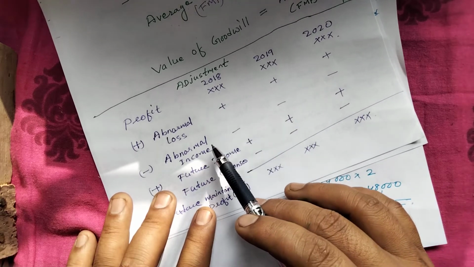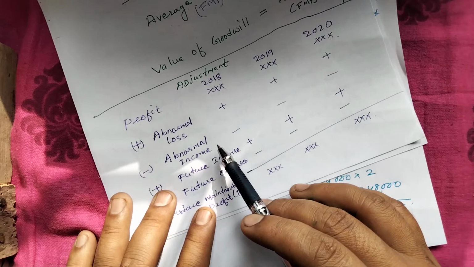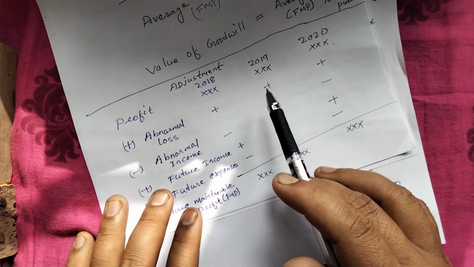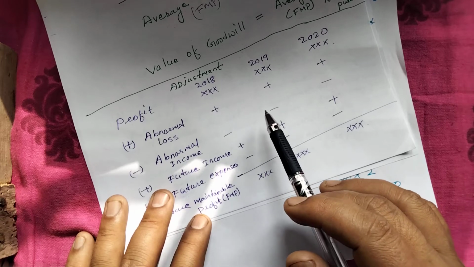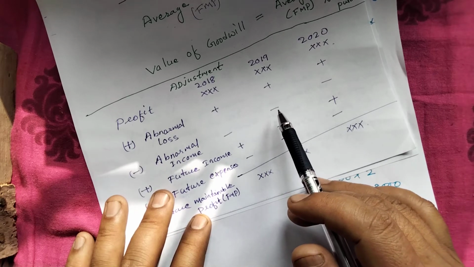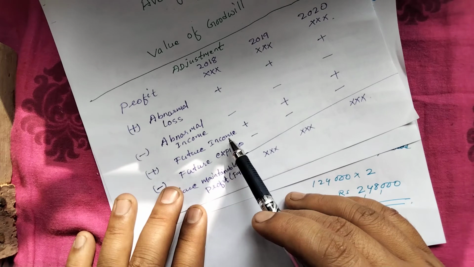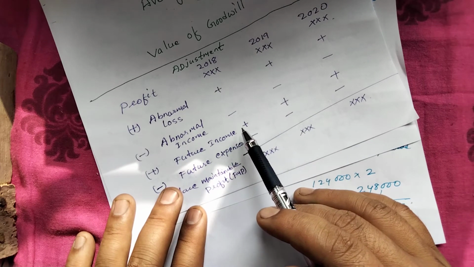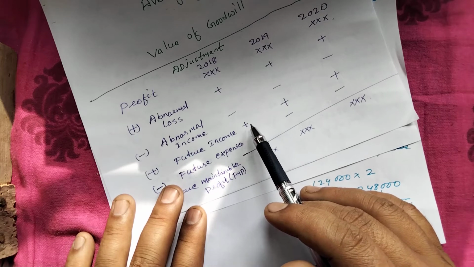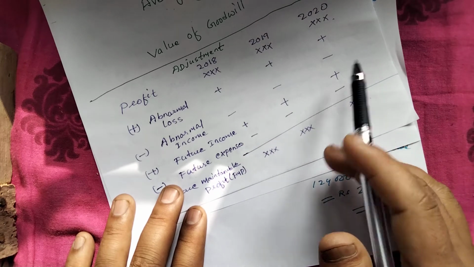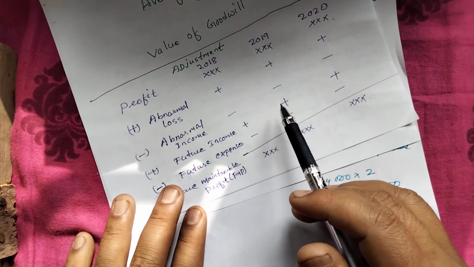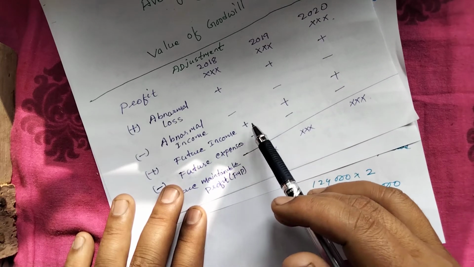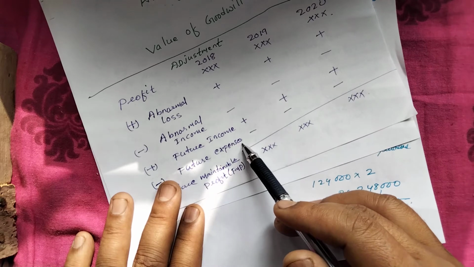Okay, if that kind of income is there, then you have to deduct that abnormal income from whichever year it has occurred. Okay, then future income. If in future some income is arriving, then you have to add that also. We will do this while doing our practical problems. Like that, future expenses also.